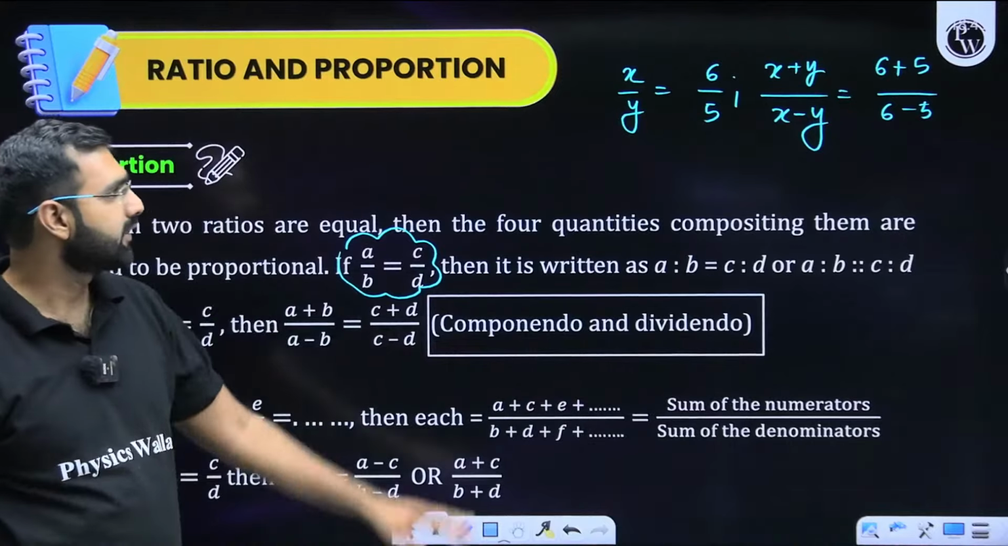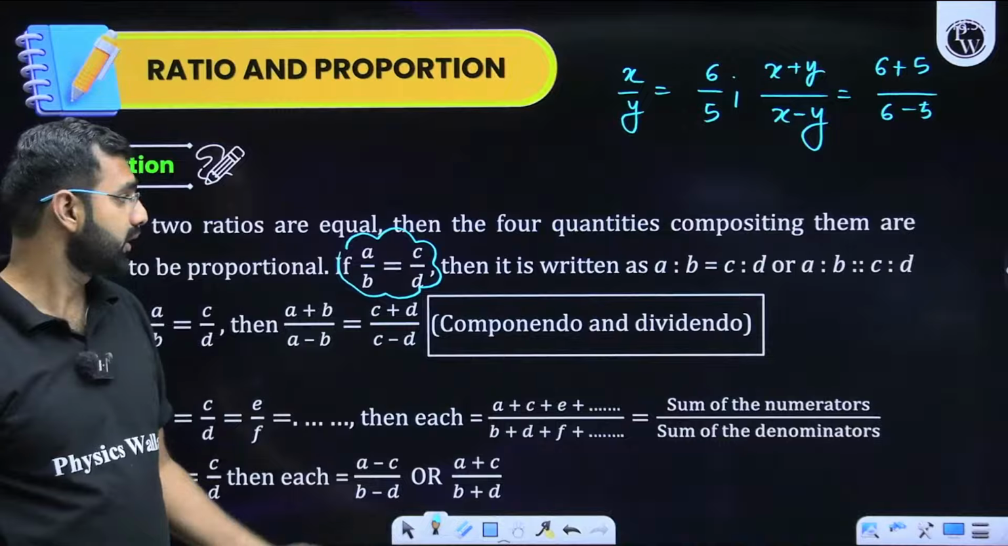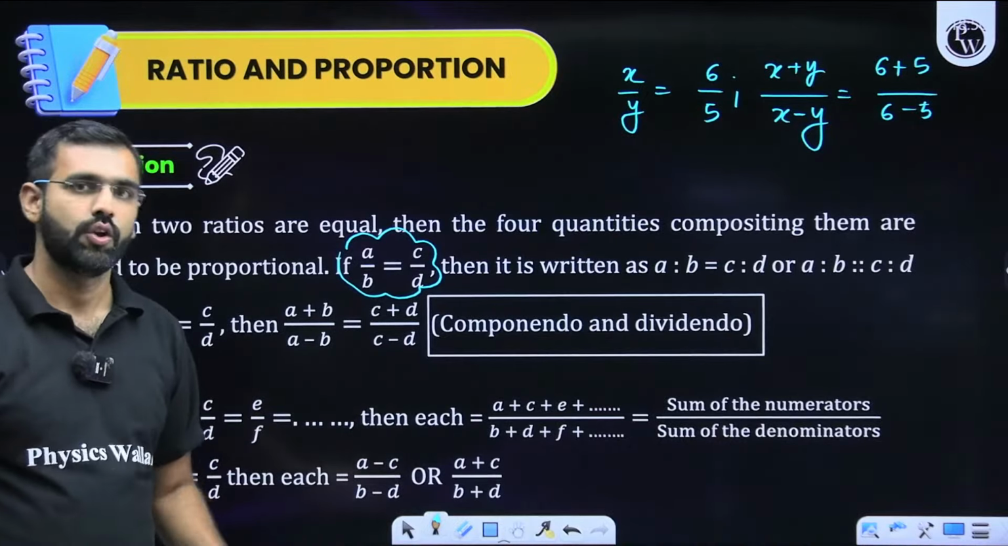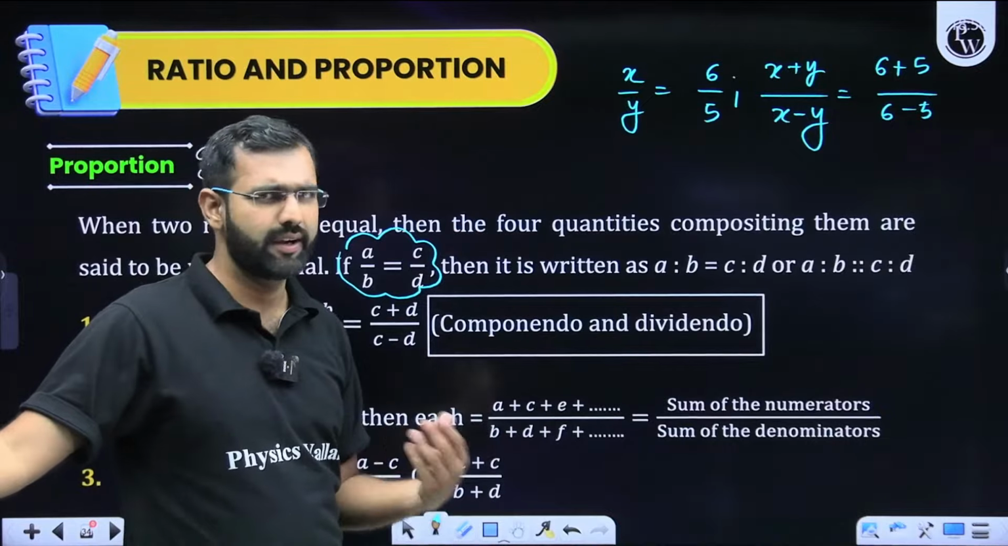Did you all understand this rule of componendo and dividendo? It is very highly used in the questions of JEE Mains. Remember this, in at least 2 questions, they use it directly or indirectly or subtly.